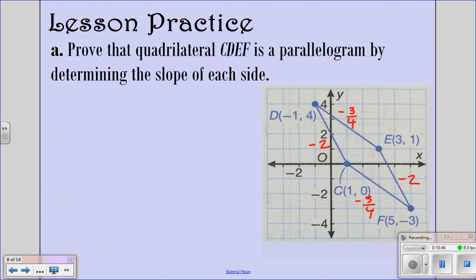So that means that it is a parallelogram, and you just have to prove how we know that it is. It's not going to be, no, it's not a parallelogram. If it says determine if it's a parallelogram, then it may be a parallelogram or it may not. But if it says prove it is, then they are telling you it is a parallelogram. Now you just need to show the work to show that it is a parallelogram. Okay? Let's look at another one.